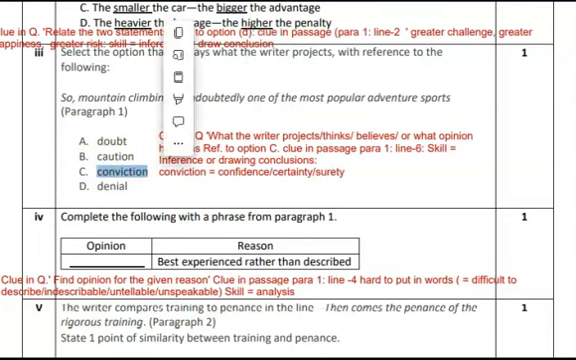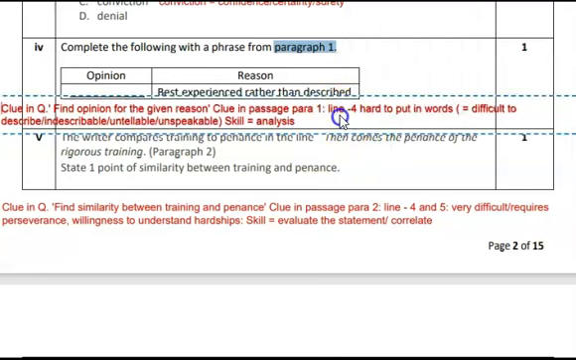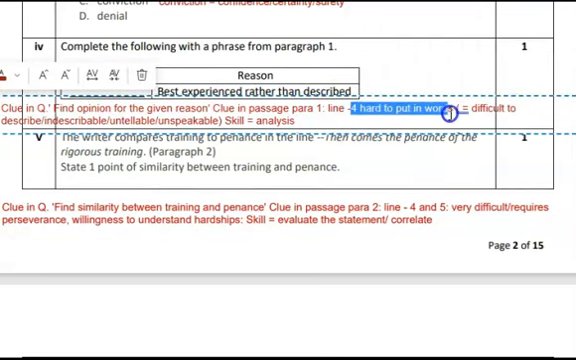and therefore your answer is conviction. Now in question number 4 also, it's very easy to understand because the writer has already given you the reason. That if the reason is best experienced rather than described, then find out the opinion. And what else can you get? You are getting a hint that you have to find this opinion from paragraph number 1. Very easy, very easy. And this opinion is given in line number 4. This is the word that I am highlighting.